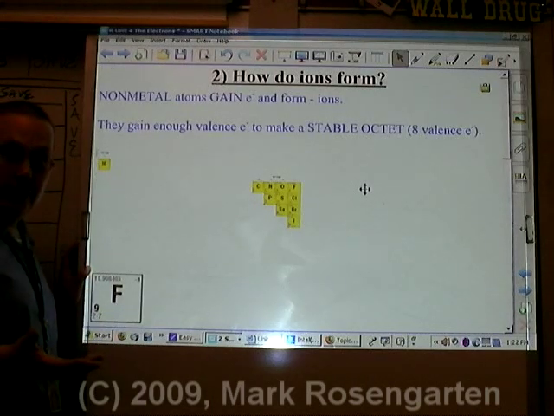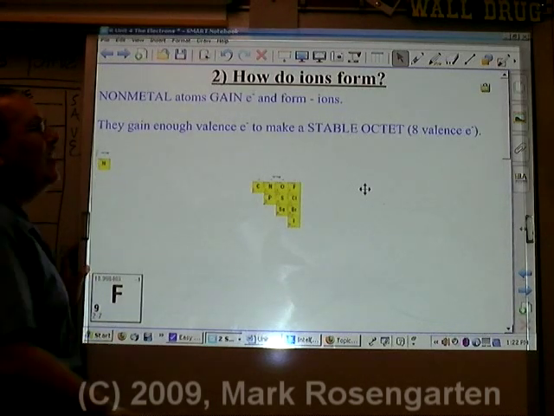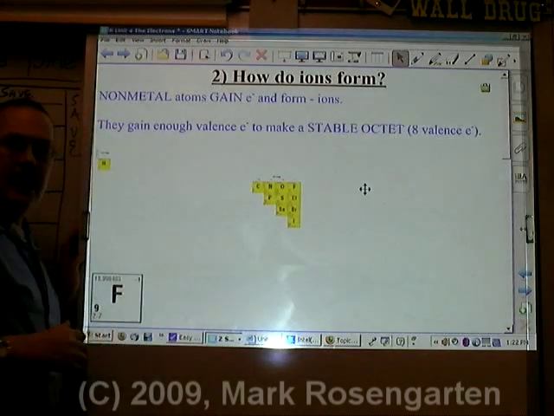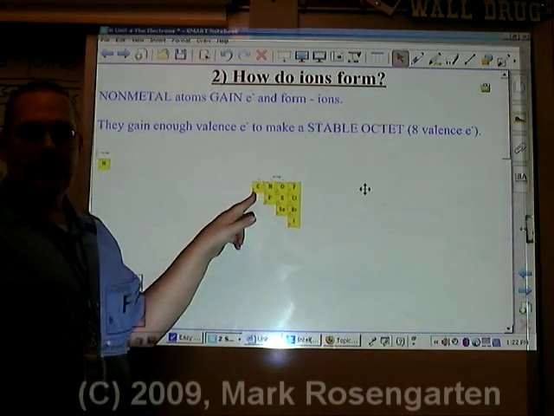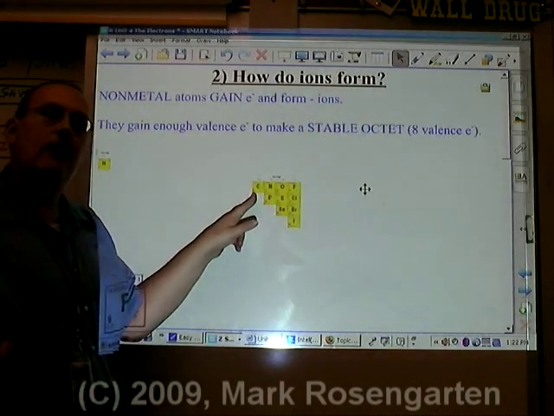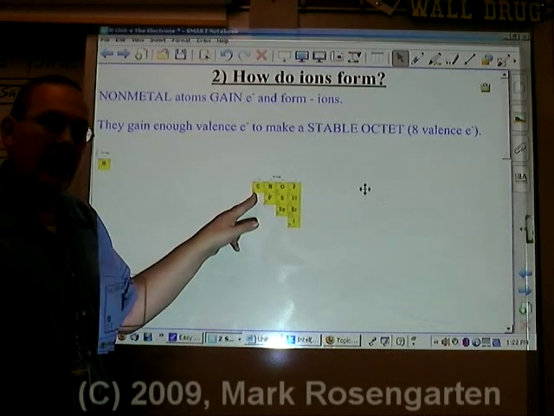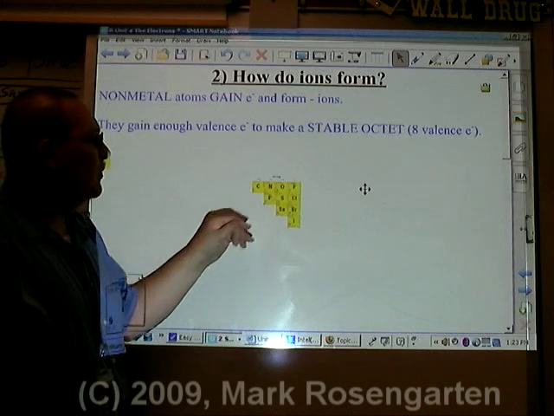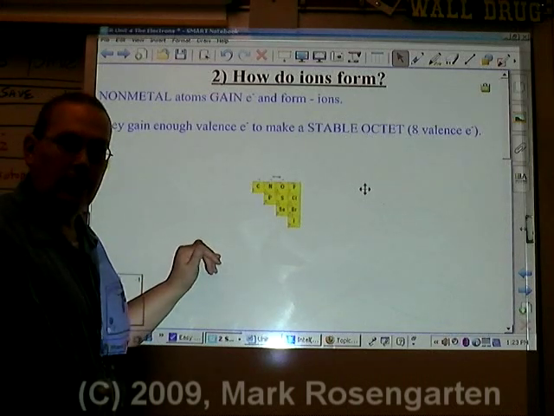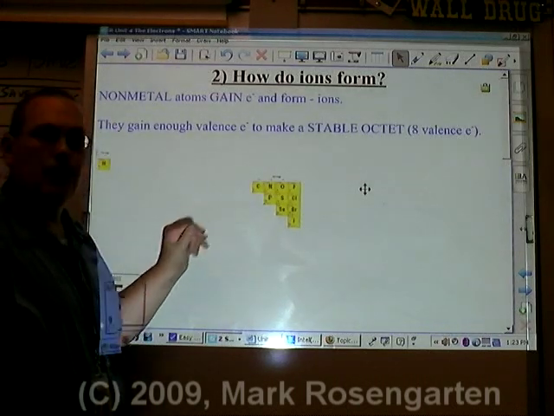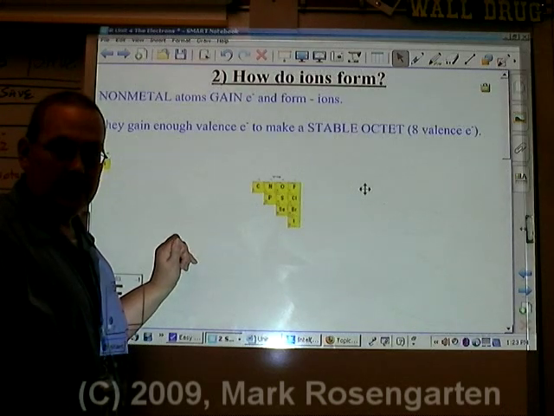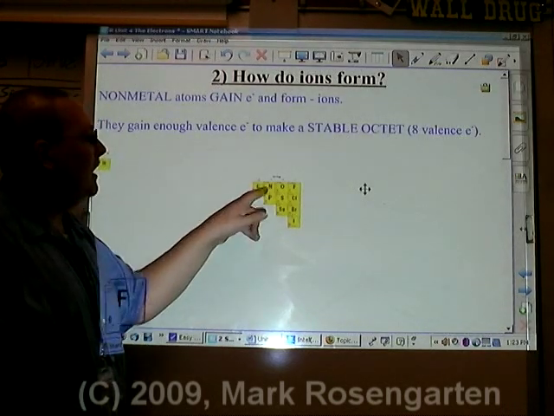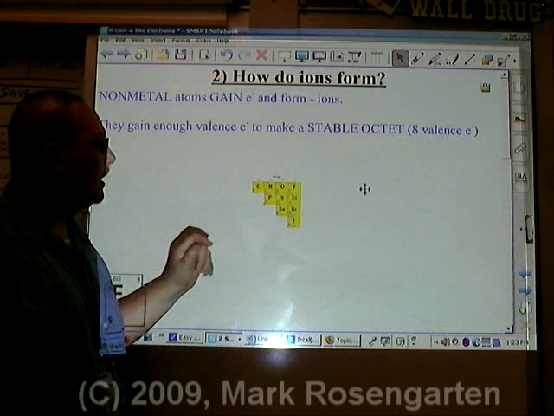How many electrons do they gain to form an ion? Enough to make a stable octet. Carbon has 4 valence electrons, which means it needs to gain 4 more to make a stable octet and form an ion charge of -4. Nitrogen and phosphorus each have 5 valence electrons, which means they each need to gain 3 more to form a stable octet, meaning they'll get a charge of -3.